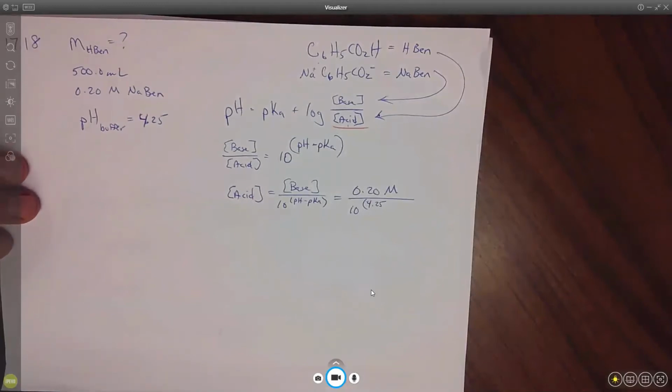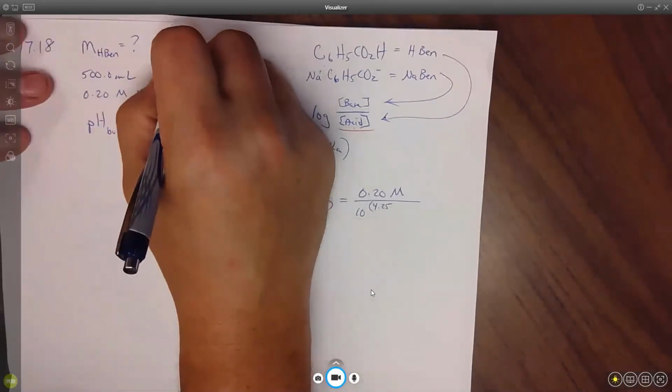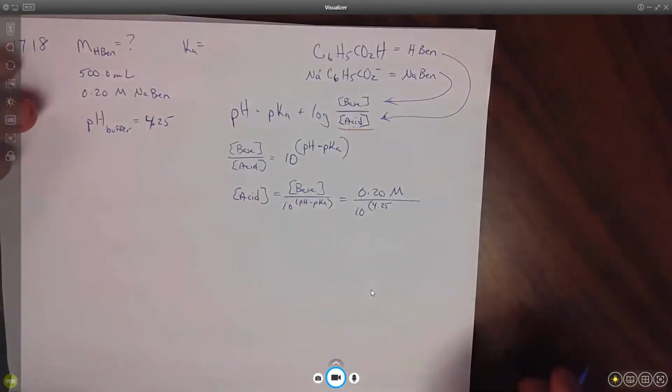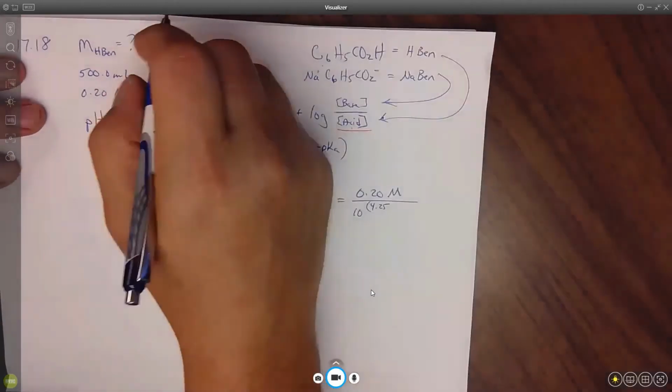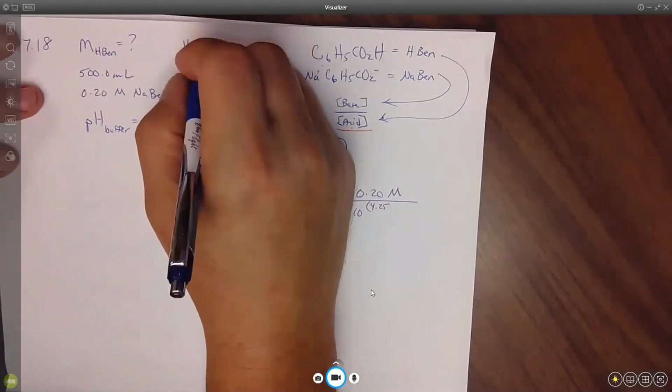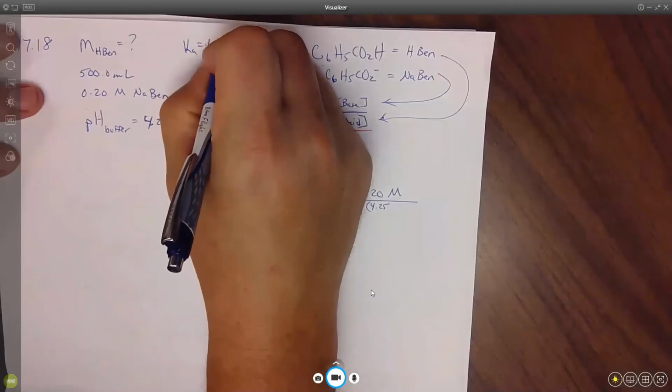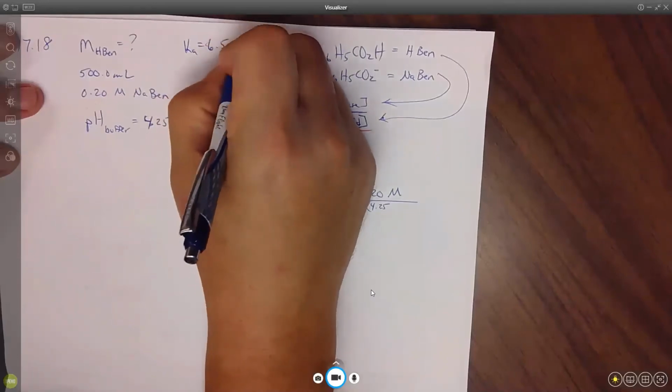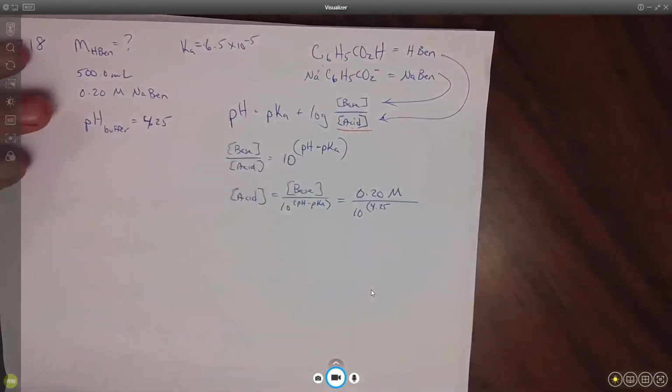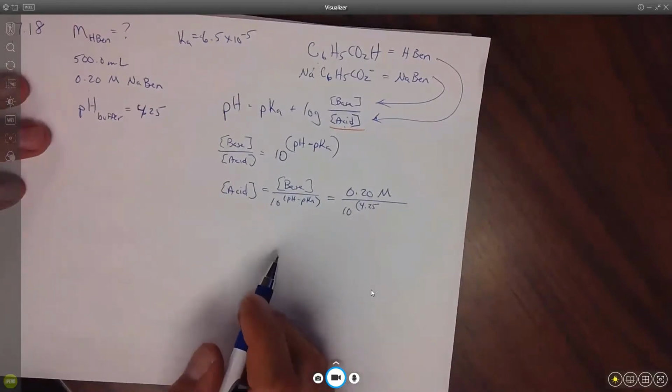Now, I want to tell you that the pKa's aren't as accurate as the Ka's. So what I'm going to do is look up the Ka. I'm going to look up the Ka for benzoic acid, and that is 6.5 times 10 to the negative 5. And then I'm going to actually take the negative log of that.